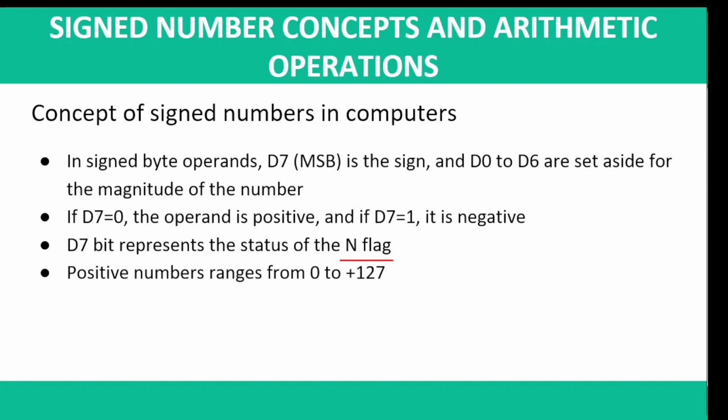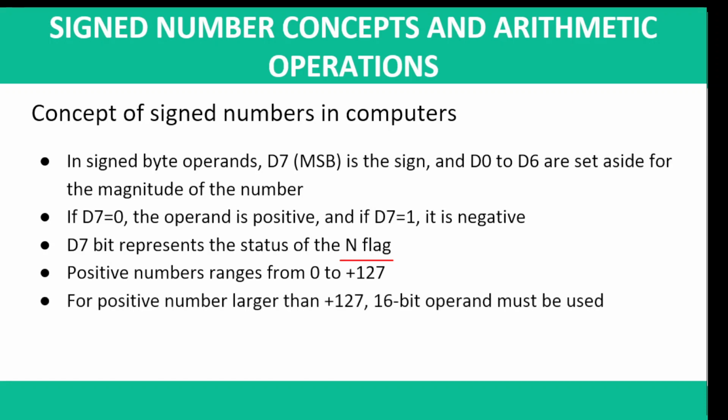So our positive numbers range from 0 to 127. Beyond that, there is a possibility of overflow, because we just have 8 bits. So 2 to the power of 8 is 128, and since we start at 0, only 0 up to 127 can be accommodated. That is for an 8-bit. But if we target larger than 127, we could use a 16-bit operand.